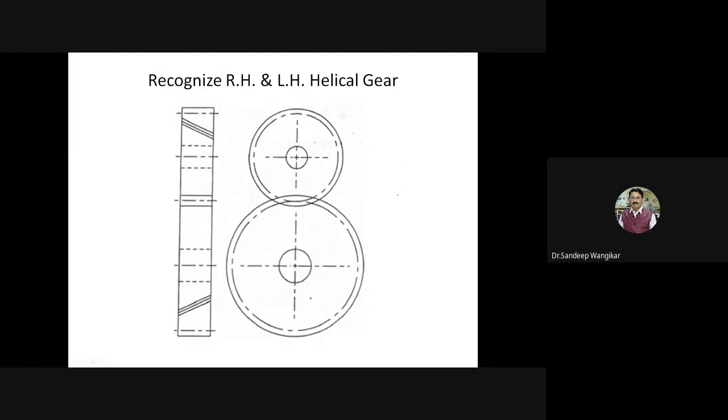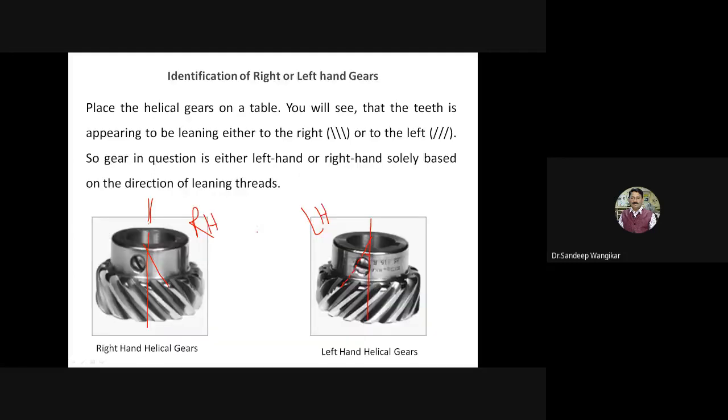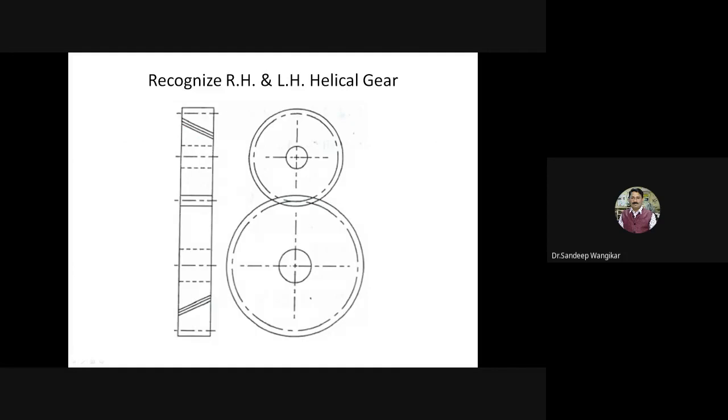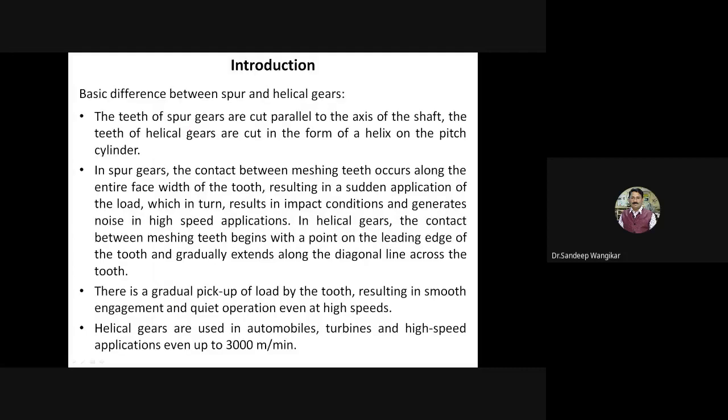Then the second diagram given is one in which we can identify the same thing: pinion with right-handed helical teeth and gear with left-handed helical teeth. Actually, while doing this exercise, you have to take the teeth on the same side. That is important while identifying. In this way, you can easily identify the pinion with right-handed teeth and the pinion with left-handed teeth also. So this is a very basic thing.